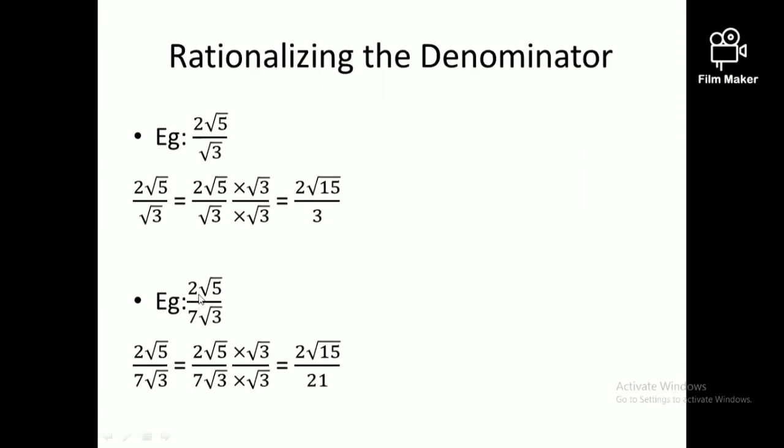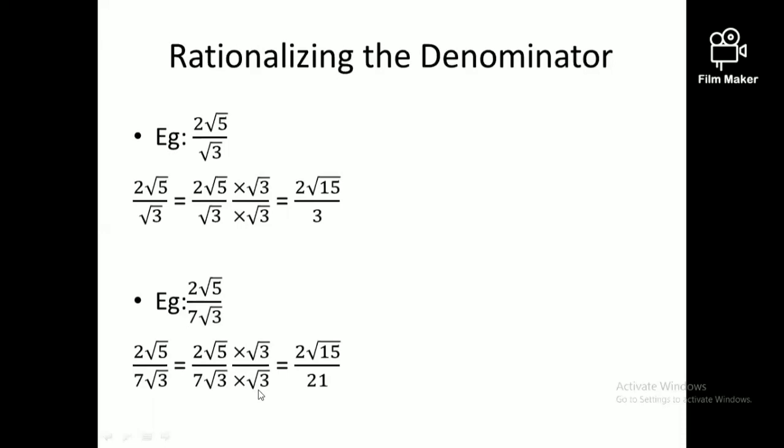Then, if you have 2 root 5 over 7 root 3, the multiplication should be by the surd part only, right? If it is not involved with addition or subtraction, it's a different story. We will do it later. For the moment, what is the irrational part of this denominator? That is root 3. Then multiply both numerator and denominator by root 3.